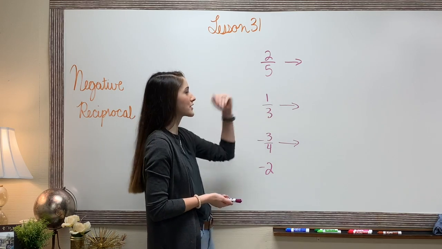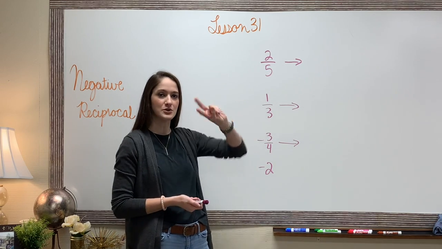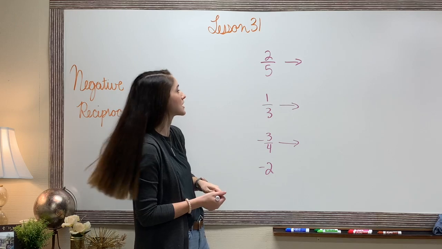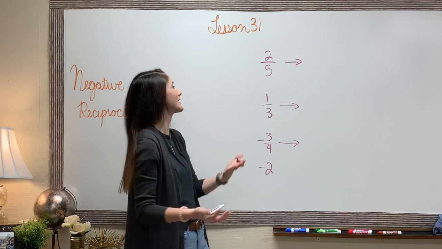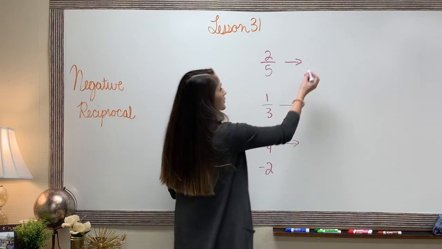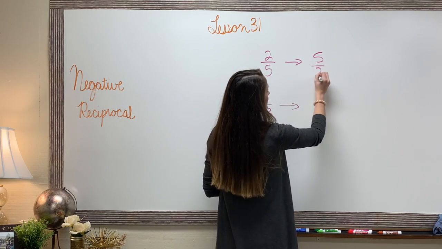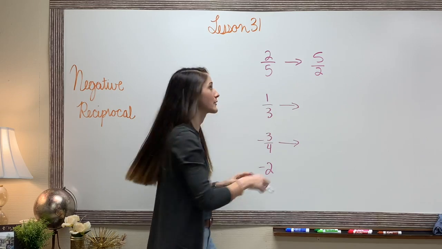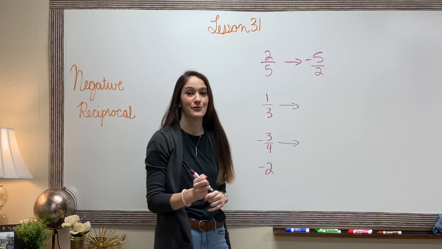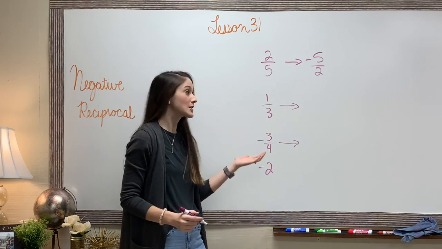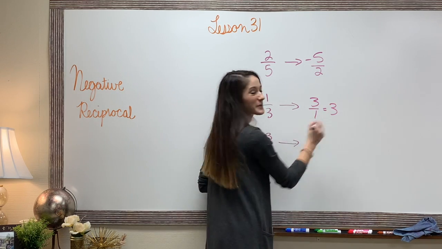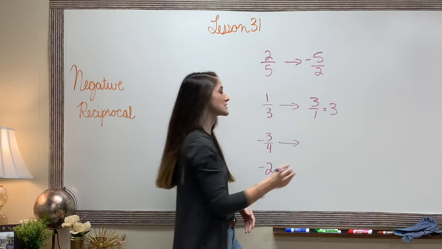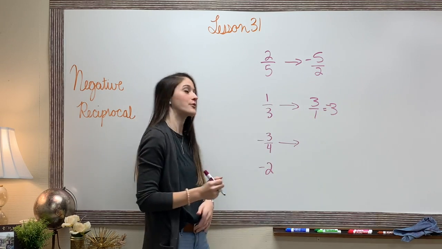So we already know how to find the reciprocal of all of these numbers. We just flip the numerator and denominator. But when we're talking about the negative reciprocal, that just means we're going to add a negative. So a normal reciprocal for this would be 5 over 2. But the negative reciprocal would be negative 5 over 2. The reciprocal for 1/3 would be 3 over 1, or we can just say 3. But the negative reciprocal will be negative 3.